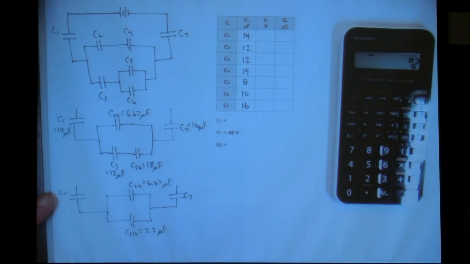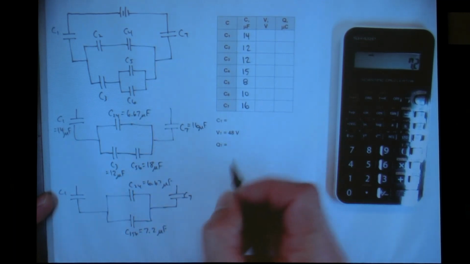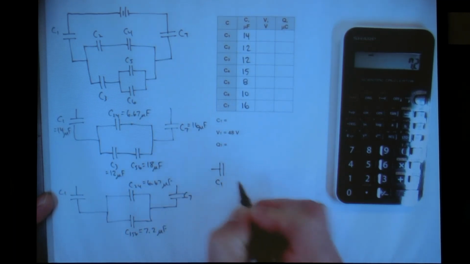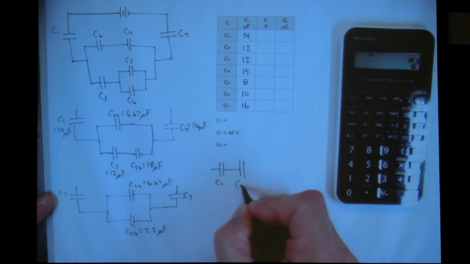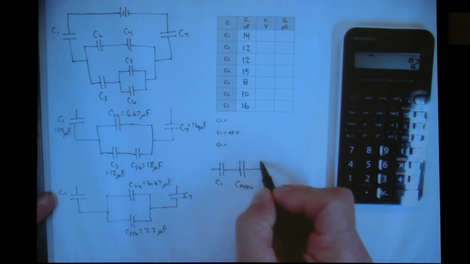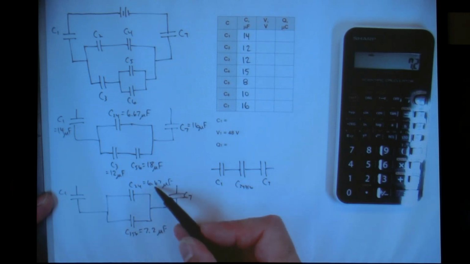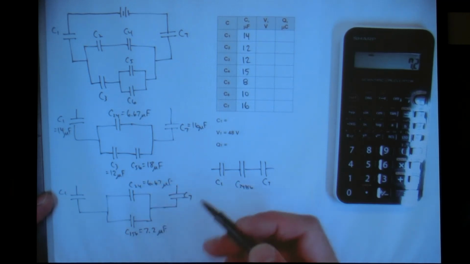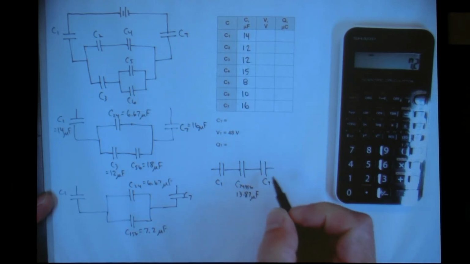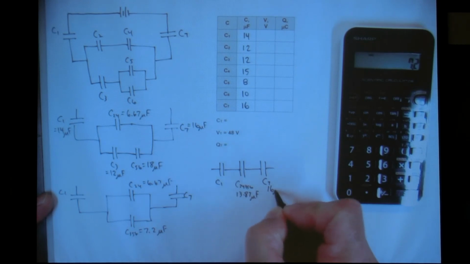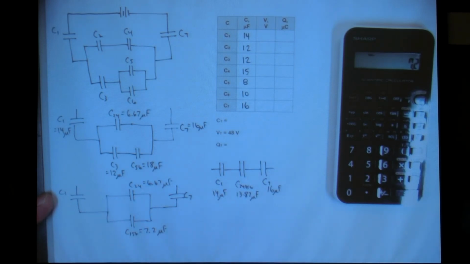Now in the next step, I have the two that are in parallel that I'm going to combine simply by adding them together. So I'll have C1, I'll have C2, 4, 3, 5, and 6, and we'll have C7. So when I add 6.67 and 7.2, that's 13.87 microfarads. Capacitor 7 is 16 microfarads, and capacitor 1 is 14 microfarads.